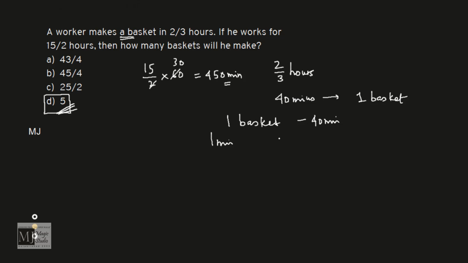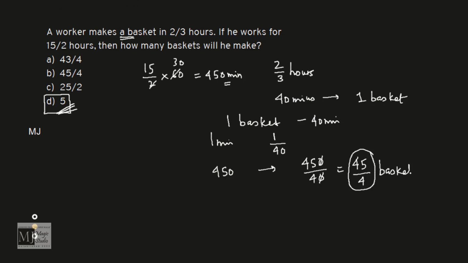Okay, in 1 minute, he is preparing 1 by 40th part of the basket. So in 450 minutes, he would be preparing 450 by 40 baskets. That is 45 by 4, and not 5. 45 by 4 baskets are produced in 7.5 hours or 450 minutes.